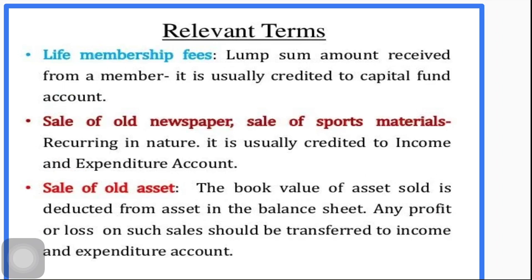Then there is sale of old newspaper, sale of sports material, and sale of scrap. All these things are treated as revenue income, so you will credit them to the income and expenditure account. Then there is sale of old assets. Old assets which are sold are deducted from the asset in the balance sheet, and any profit or loss on such sale has to be transferred to the income and expenditure account.